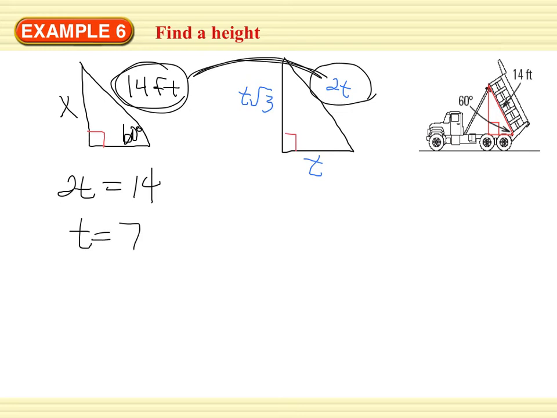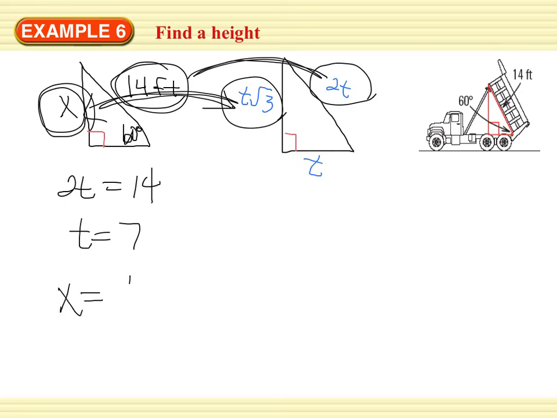Now we're looking for this value, which matches that one. X equals t square roots of 3 equals 7 square roots of 3. Now I'd prefer for you to leave it like that, but if you go ahead and calculate it, you would get 12.1.